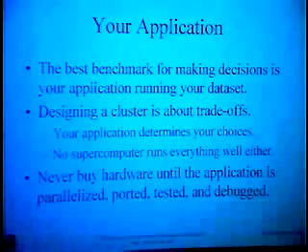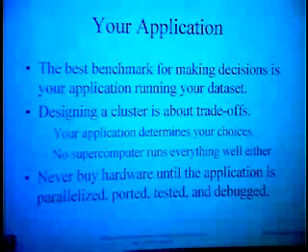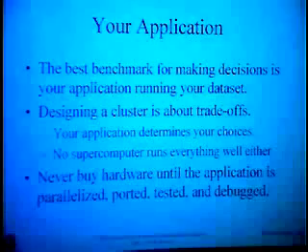And even if you had all the money in the world, there are still trade-offs. There's a reason Cray is bringing back vector machines. There's a reason that NCSA has Linux clusters. There's a reason that they have big shared memory machines.